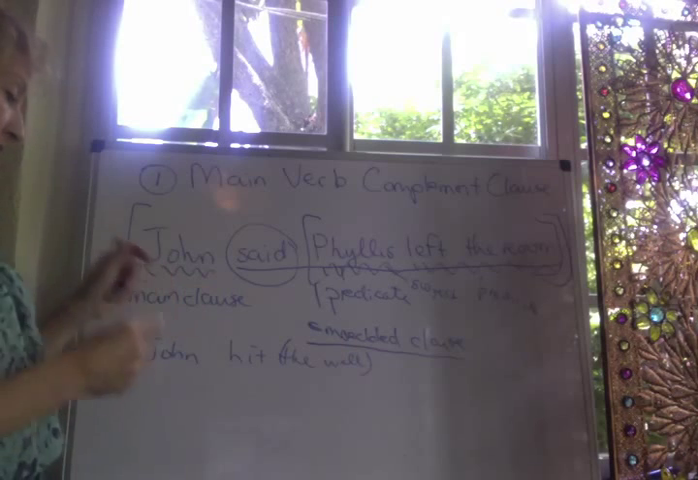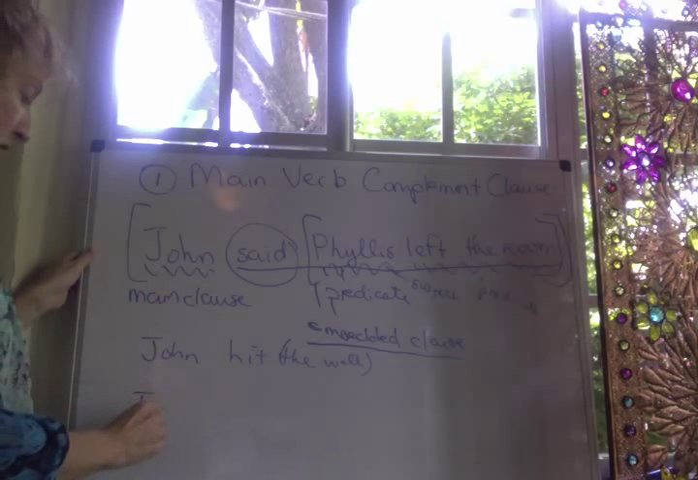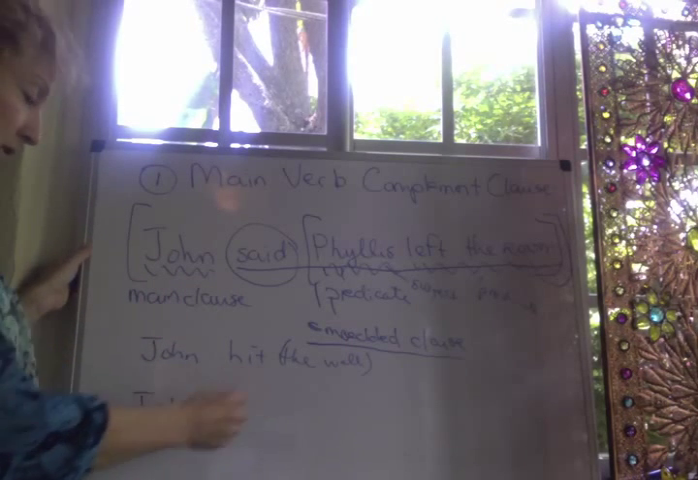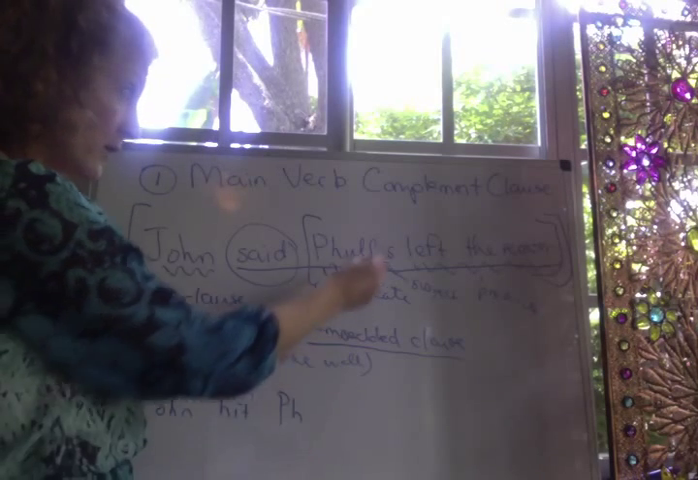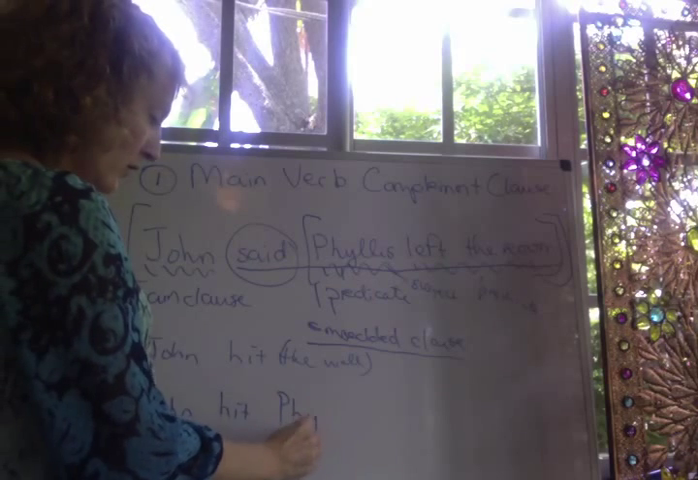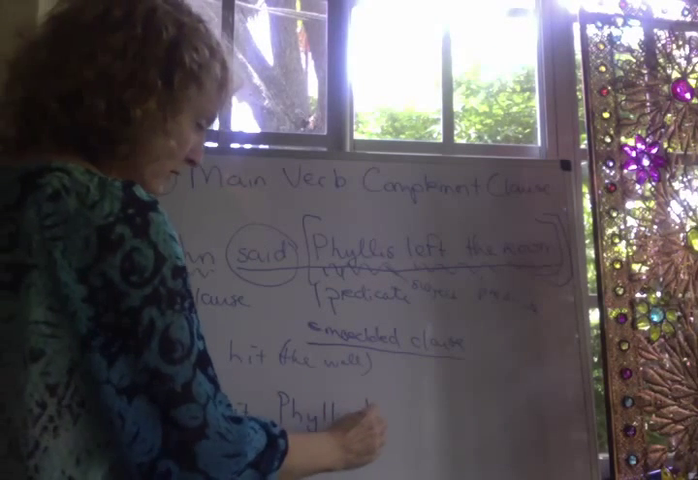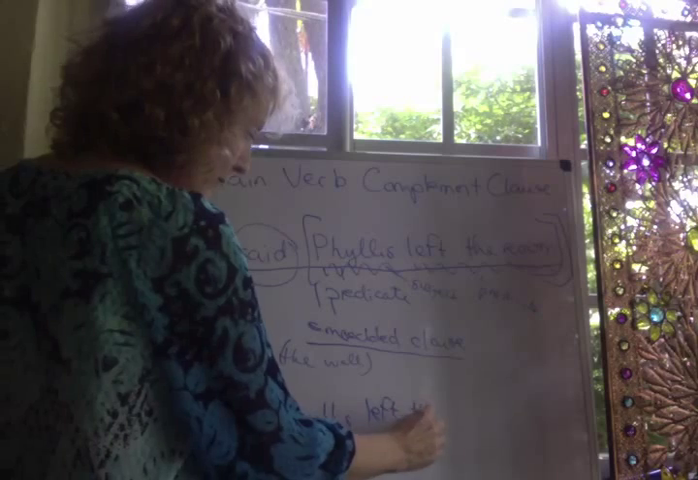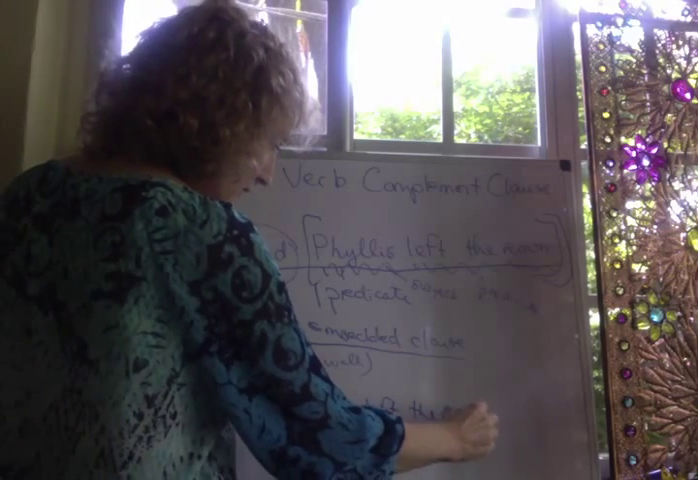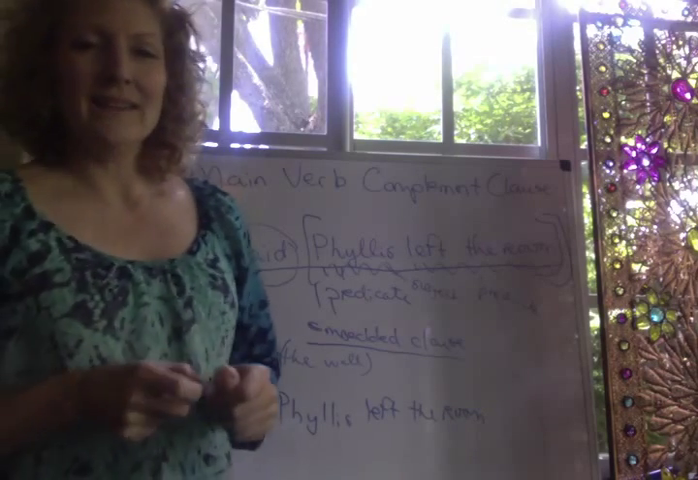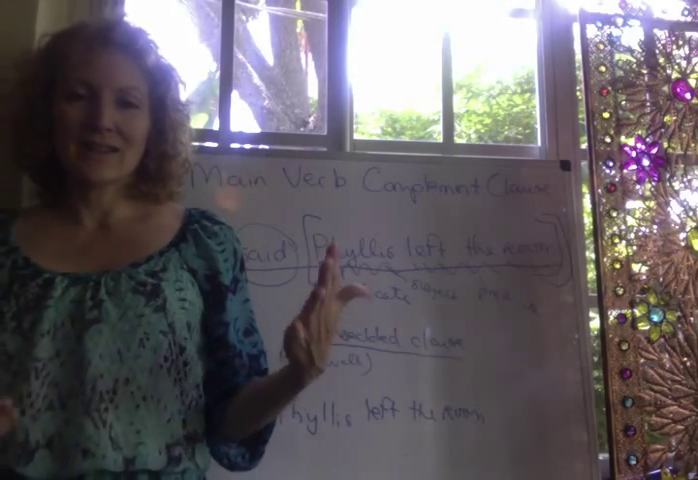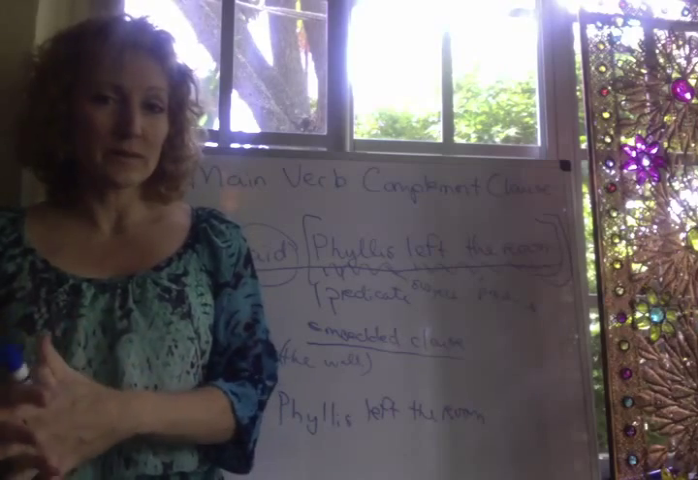So imagine if we wanted to change this so that we have an embedded clause here. So instead of John hit the wall, you have John hit, and then you bring this clause from over here, Phyllis left the room. So John hit, Phyllis left the room. Why does that not sound like a sentence of English? Why is it not possible to say that?